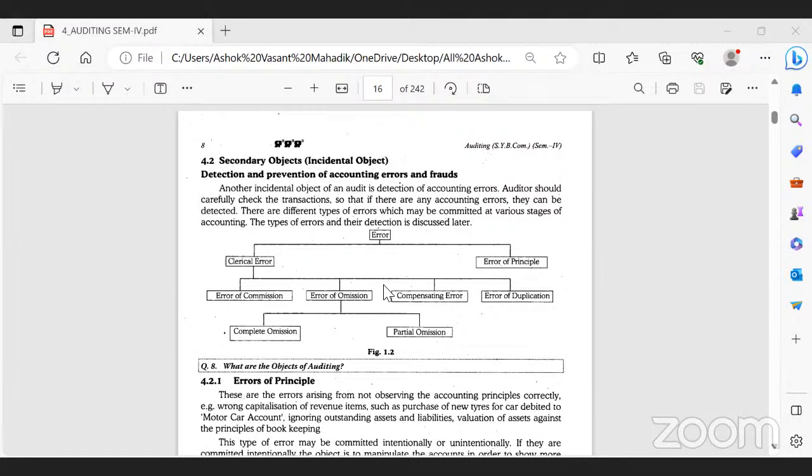In this error, the accountant records the wrong amount or makes a mistake by posting that amount. Like instead of 49, he records as 94. That's an error of commission.